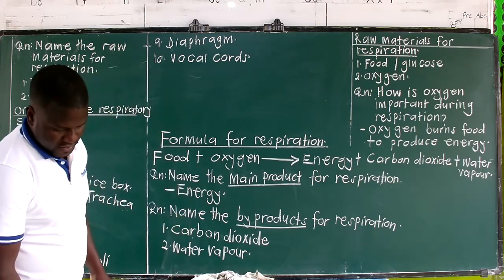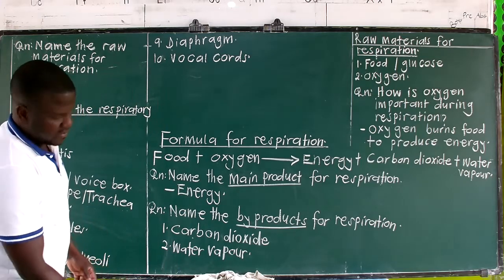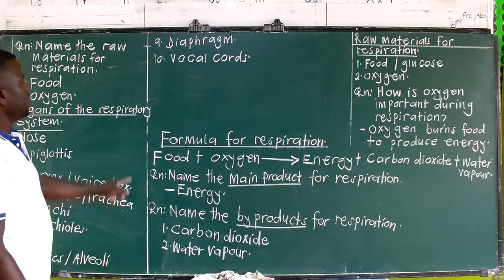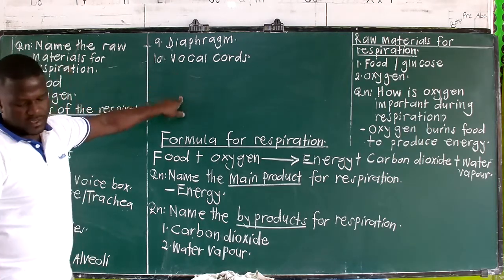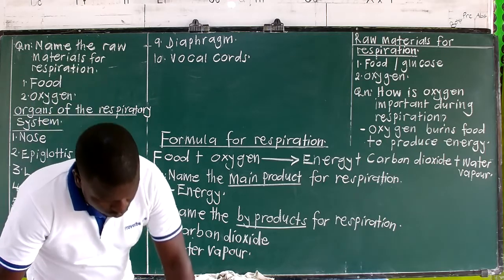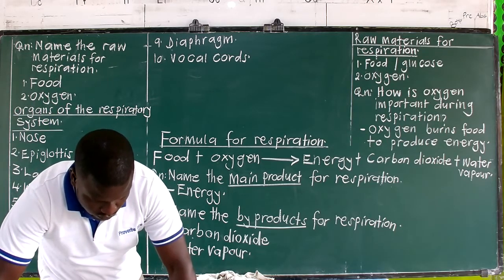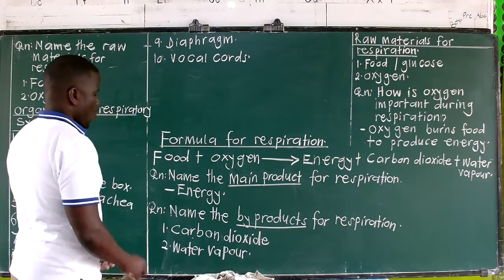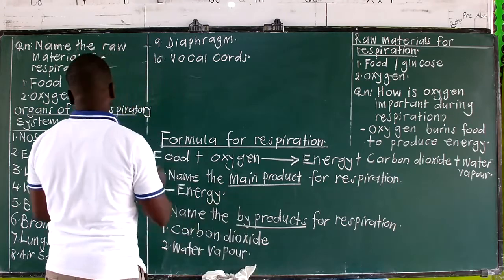So, in the respiratory system, we have the organs like the nose, epiglottis, larynx or voice box, windpipe or trachea, bronchi, bronchioles, lungs, air sacs or alveoli, diaphragm, then lastly we have vocal cords. Then something you need to note is where respiration takes place.